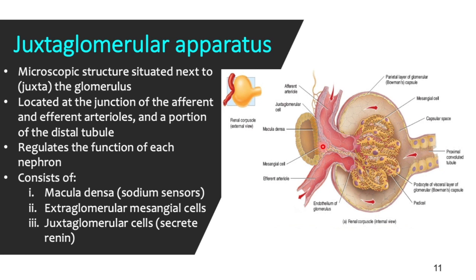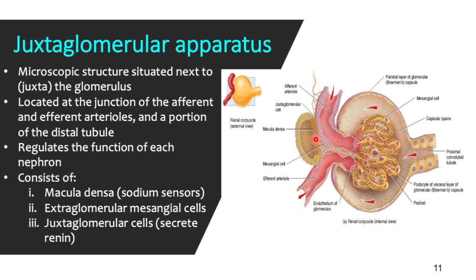The importance of juxtaglomerular apparatus is it regulates the function of each nephron. This apparatus consists of macula densa here, extraglomerular mesangial cells here, and juxtaglomerular cells here.